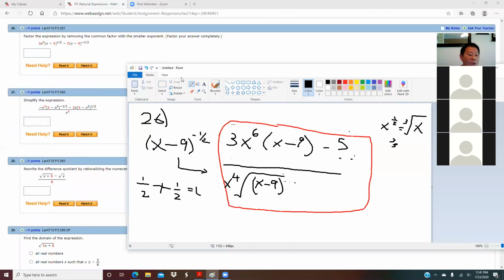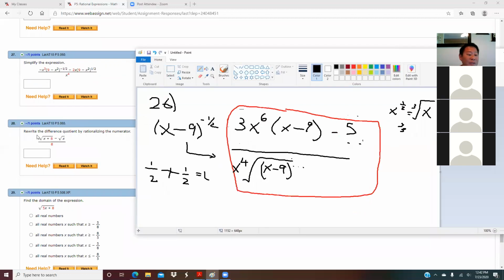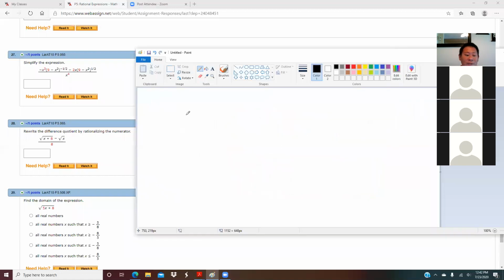Okay, 28. This is very tough. Rewrite the difference quotient by rationalizing the numerator. So how we do question 28 is you have to do what we call rationalizing the numerator. How do we rationalize the numerator? You take your numerator and you multiply by the conjugate.